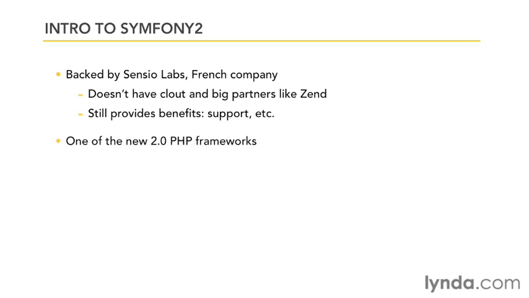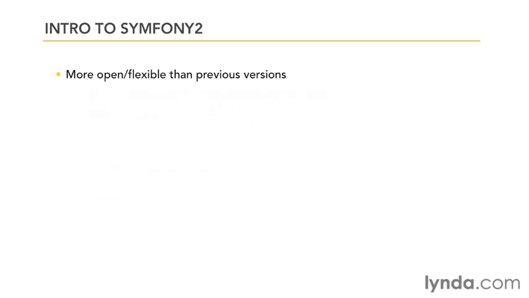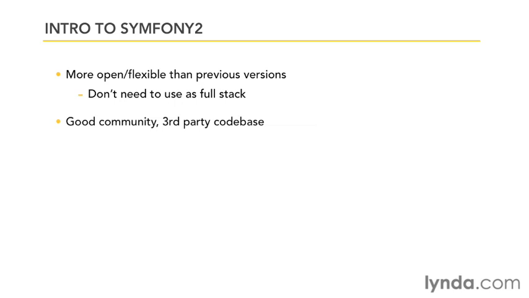Symfony 2 is one of the new 2.0 frameworks. These are built, generally speaking, on PHP 5.3, which has a good design and object-oriented layout. Symfony is built on the MIT license, which is flexible and it's also good for commercial distribution. Symfony 2 is more open and flexible than previous versions of Symfony have been. You no longer need to use it as a full stack if you just wish to use parts of it. There's a good community, and you can also find a lot of third-party bundles to download.